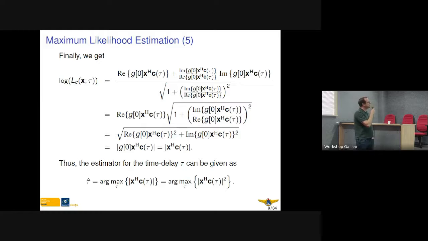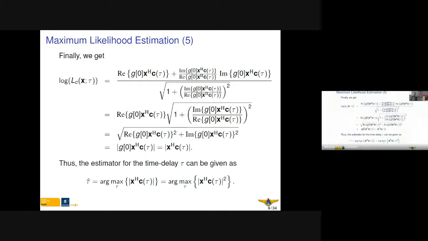So the estimator for the time delay, we can formulate this now as tau hat being the argmax of x Hermitian C of tau, and the absolute value, we can also take the absolute value square. It doesn't matter. So this is nice. And if you remember, we had the same result already in the beginning of the course when we talked about time delay estimation only. And now we try to link this to the delay lock loop and to the phase lock loop. So let's start linking this to these tracking systems.